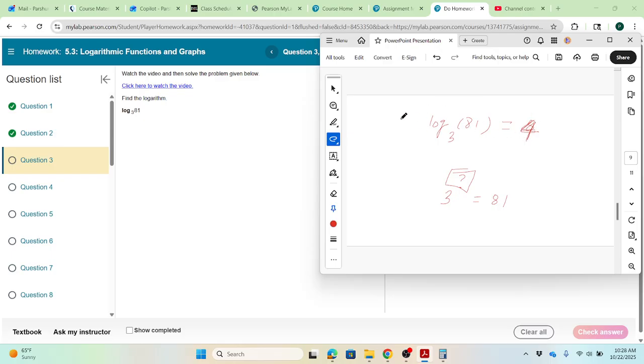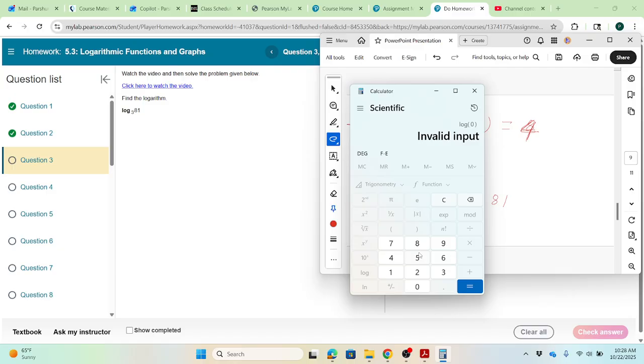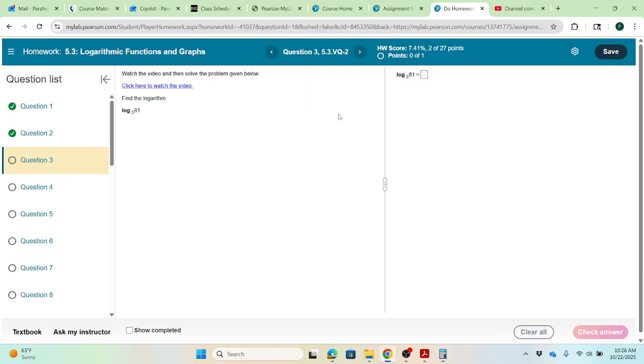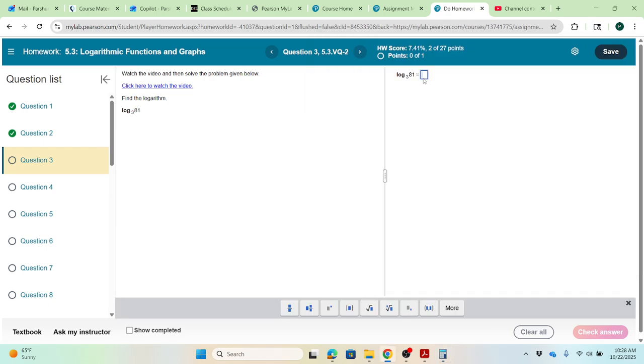Another way you can calculate the very same thing is by using the calculator: log 81 divided by log 3, and let's see what happens. 81 log, divided by parentheses 3 log, parentheses close, equal, and the answer is 4. So the answer is 4.